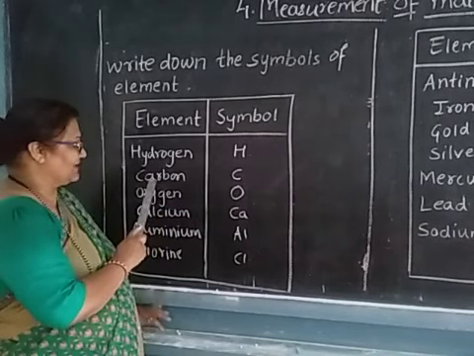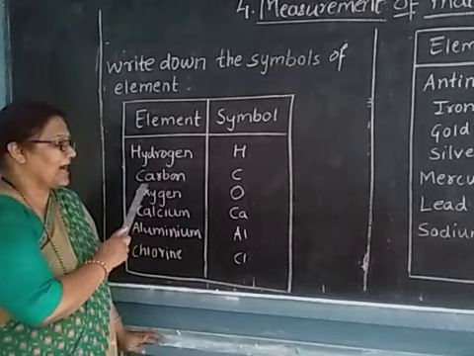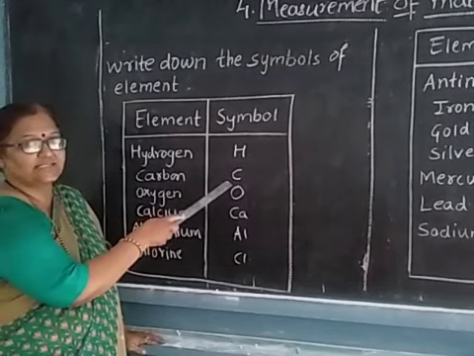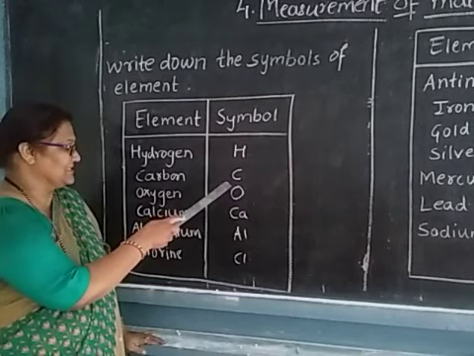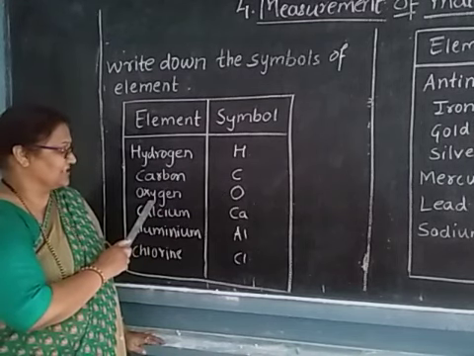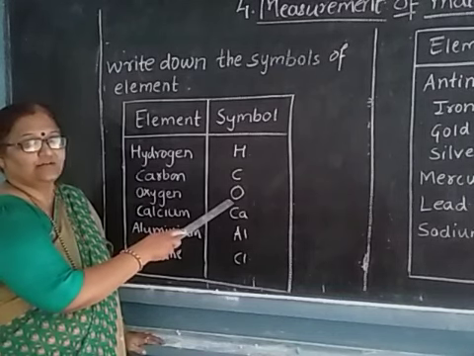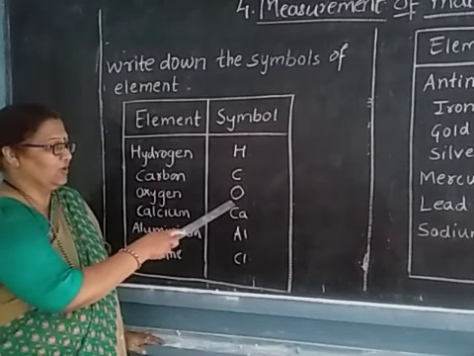Similarly, the second is carbon. Carbon has the first letter C, therefore the symbol is given as capital C. Similarly oxygen has the first letter O, therefore the symbol is given as capital O.